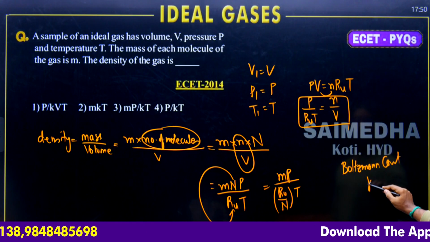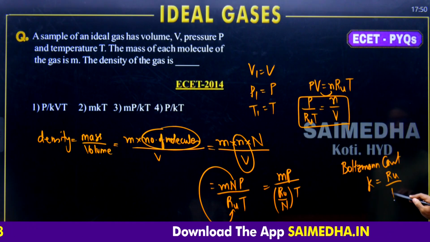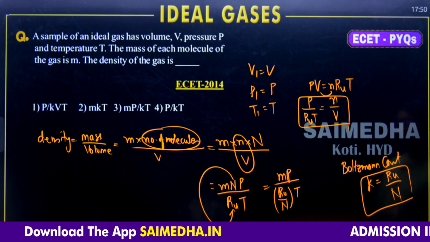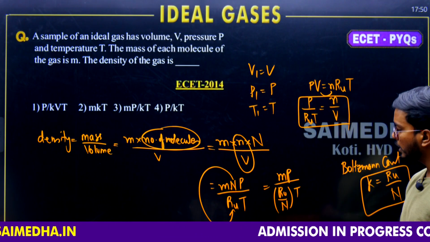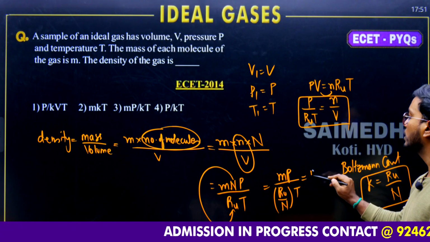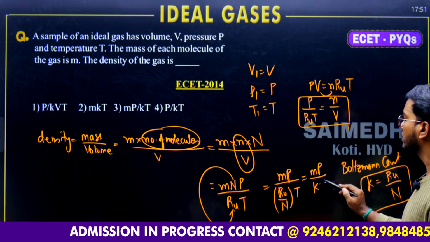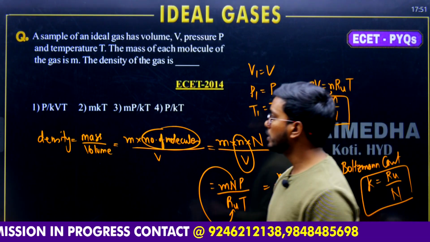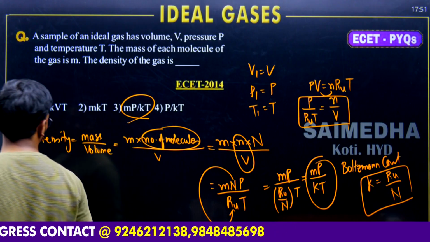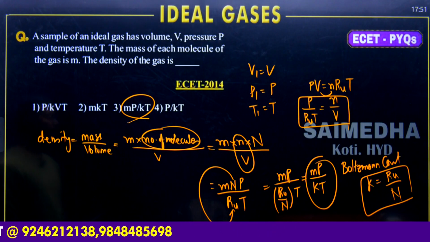Boltzmann constant K is equal to universal gas constant divided by Avogadro's number. So here R_u by N, universal gas constant by Avogadro number, is the Boltzmann constant, that is K. Final answer is P divided by KT. This is the formula for density now.